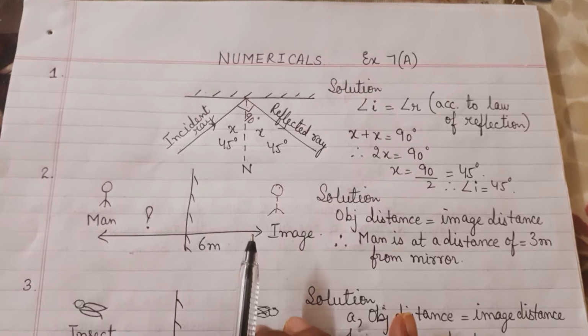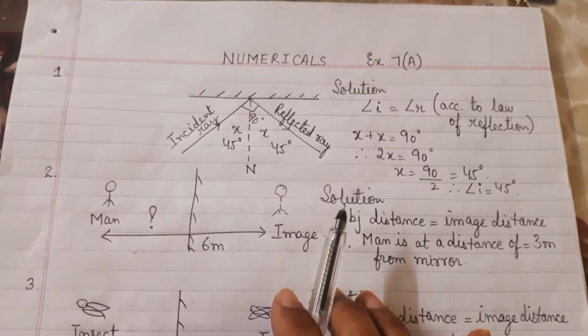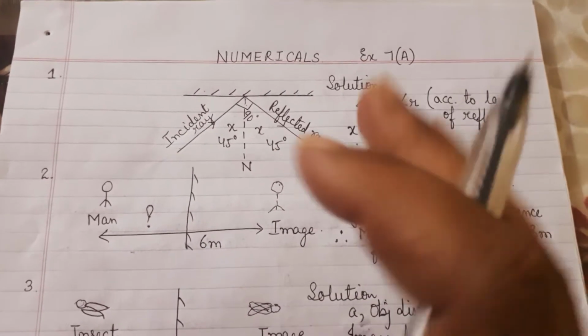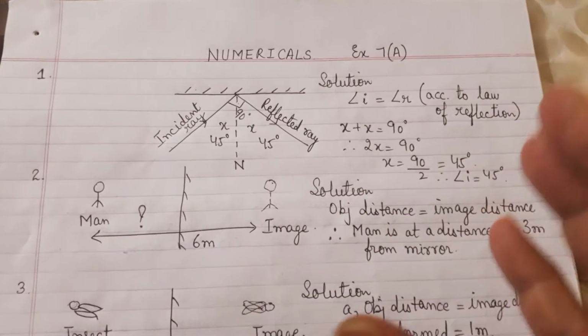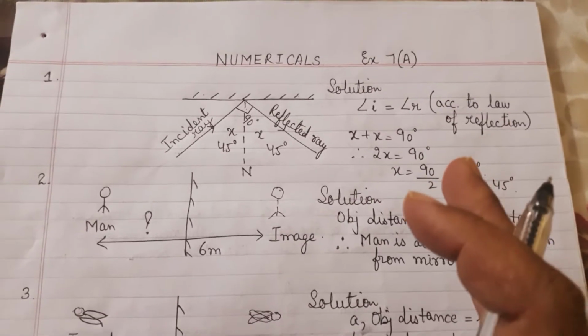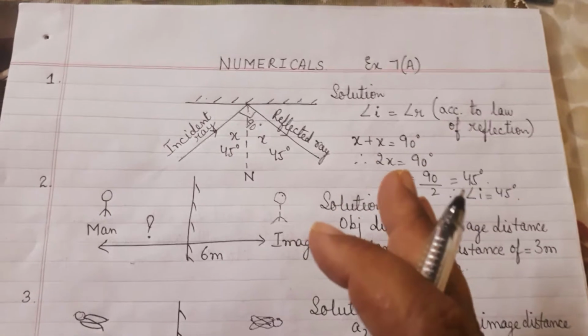Children, as you all know, we have already covered the theory part of the chapter reflection of light. I have already practiced the ray diagrams with you, and I have shown you the technique to draw the different diagrams related to the plane mirror, concave mirror and convex mirror. In today's class, we are going to do the numerical problems related to plane mirror.